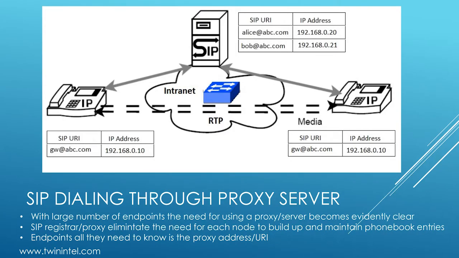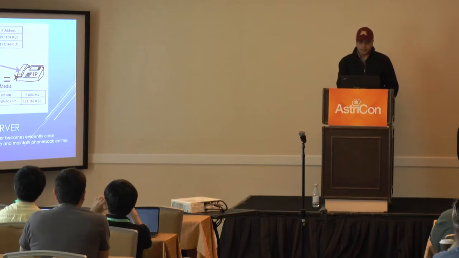Like we transfer everything, 100 or 1,000, whatever phone book implemented in the device, transfer that to one location, which is very easy to manage. All we have to know is the address of the SIP server. And that's quite easy to manage for thousands of the endpoints. So that was for one single server.